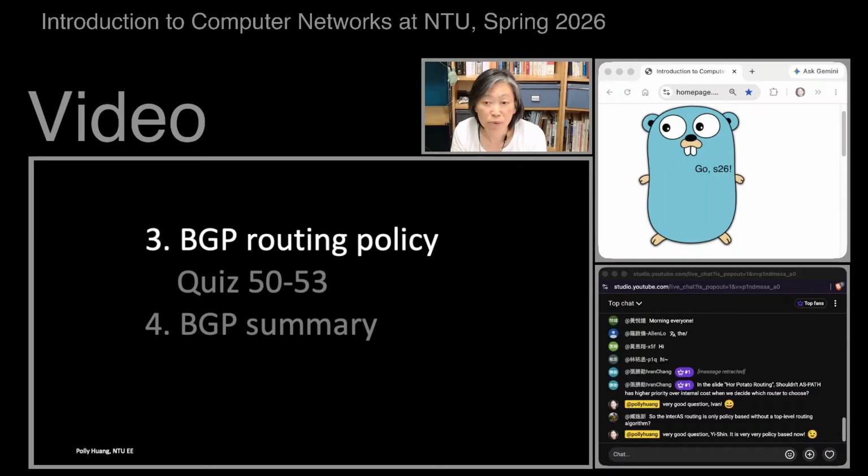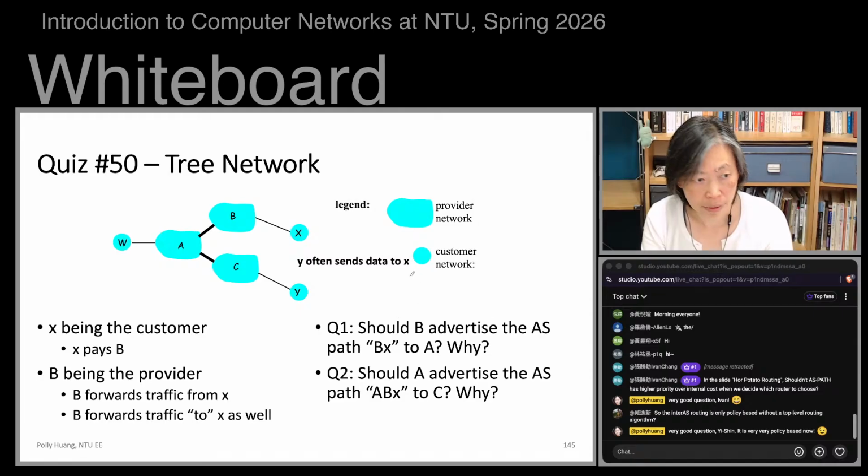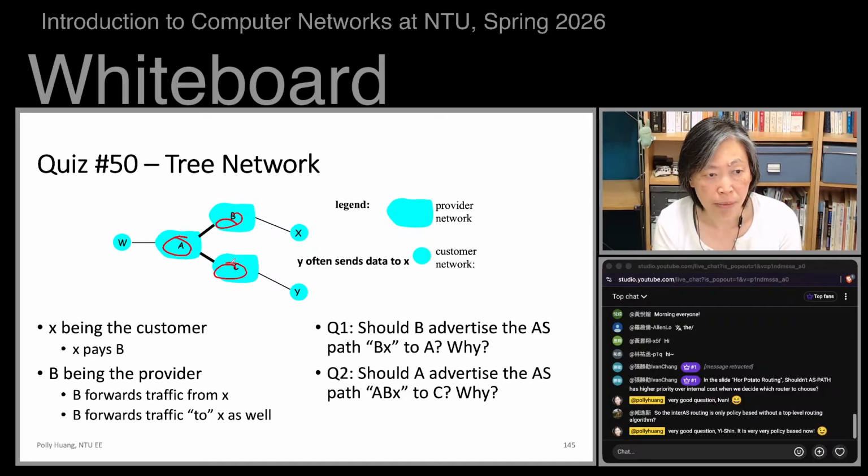All right, so let's resume the lecture. In fact, what we'll be doing is going through quiz 50 all the way to 53. So let's start from the first one. This is 50, and this is the easiest one. What I'm asking you is this. We do have a network, which is very much like the examples we covered in the 7-minute video earlier. We have 3 ISP domains, so these are providers. And we have 3 customer domains, X, Y, and W, in small circles.